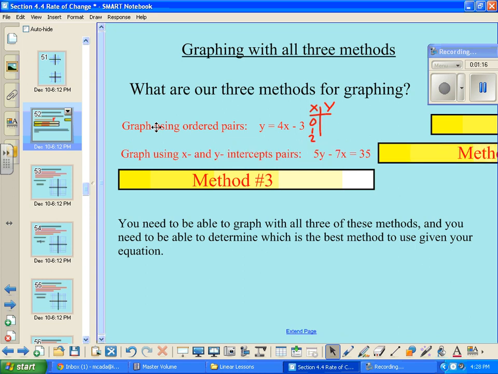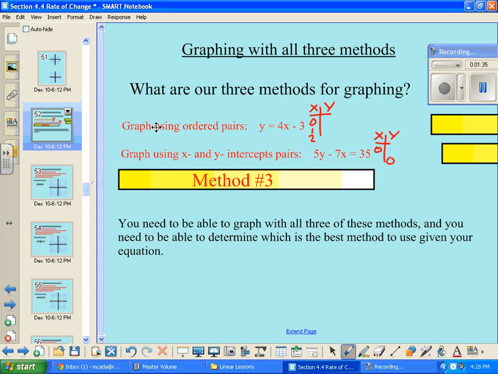Method number two is finding the x and y intercepts. In this method, I would still make a table, but what we often did instead is we put 0 on one side, 0 on the other side of the table, showing that I'm going to plug in 0 for x one time, see what I get for my y-intercept. Plug in 0 for y in this equation, see what I get for my x-intercept.